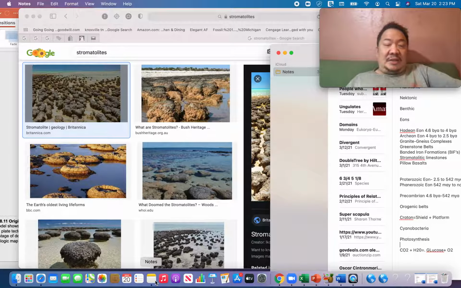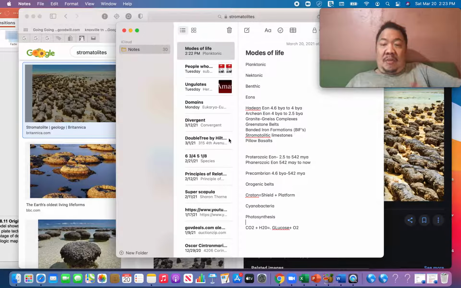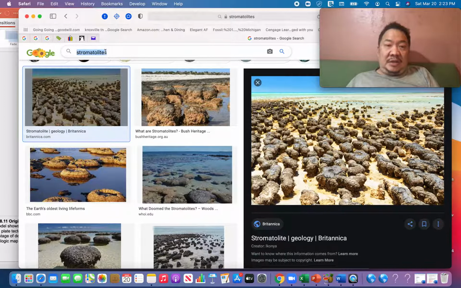Fourth type of rock that's common in the Archean are BIFs, otherwise called banded iron formations. BIFs. Let's take a look at some of these.